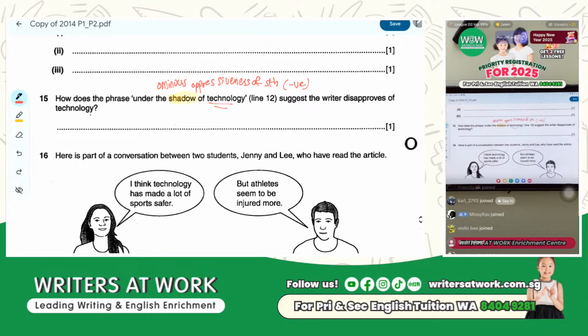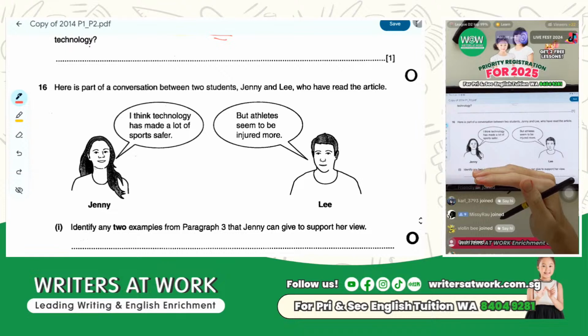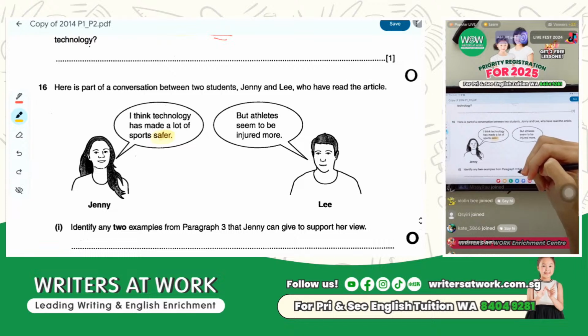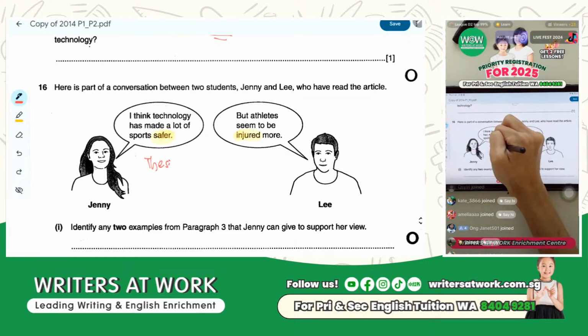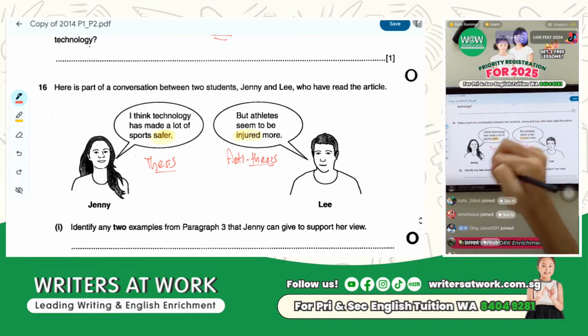Okay, moving on to question 16. You can see this is a very straightforward conversation. Jenny thinks that technology will make sports safer, while Lee says that he disagrees. So you can see this is a thesis versus antithesis kind of question. This means that my examples would be contrasting.